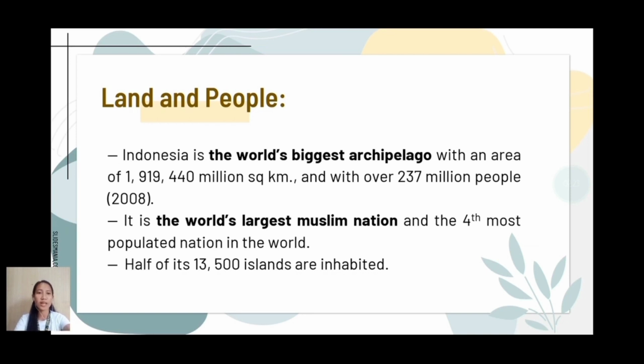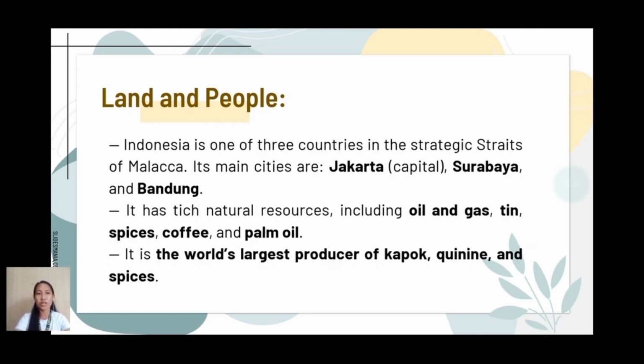Indonesia is one of three countries in the strategic Straits of Malacca. Its main cities are Jakarta, which is the capital, Surabaya, and Bandung. Like Malaysia, its nearest neighbor, Indonesia is a mostly Malay nation, but the Indonesians consider themselves different from and perhaps better than the other Malays. Why? Because of their rich resources, large population, and dominant ancient history.